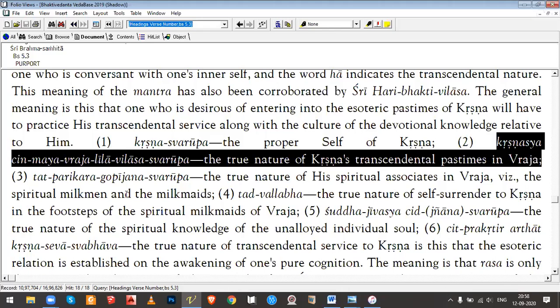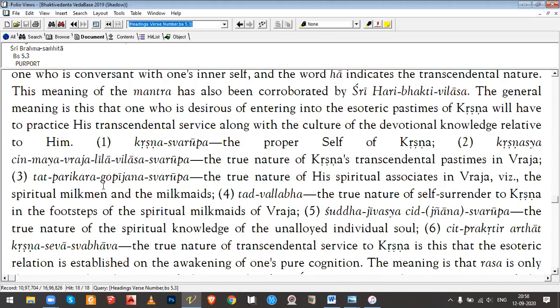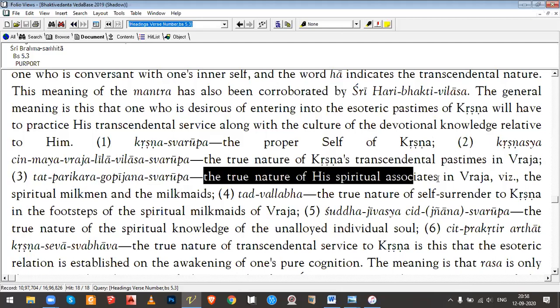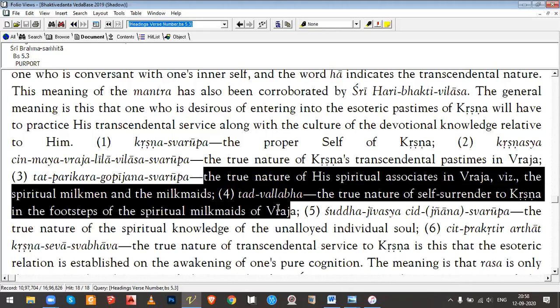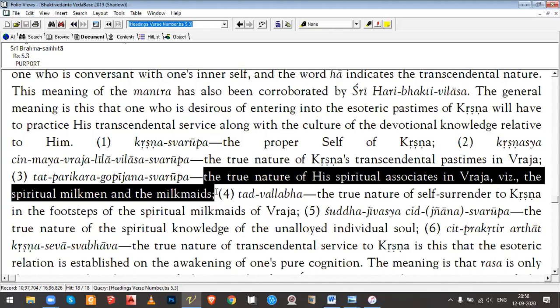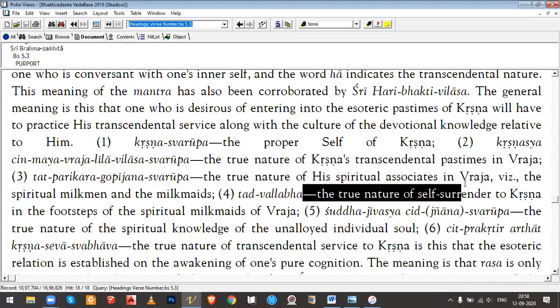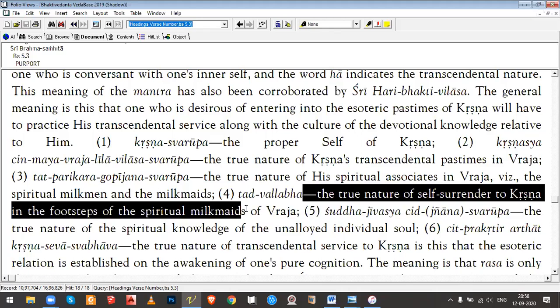Then Krishna Govinda Gopi Jana: Tat Parikara Gopi Jana Swarupa, the true nature of his spiritual associates in Vraja, the spiritual milkmen and milkmaids, gopis and gopas. The true nature of their position as devotees is revealed. Tat Vallabha: the true nature of self surrendered to Krishna in the footsteps of the spiritual milkmaids of Vraja. Again, that our position is as an eternal servant of God, following in the footsteps of advanced devotees, selflessly.